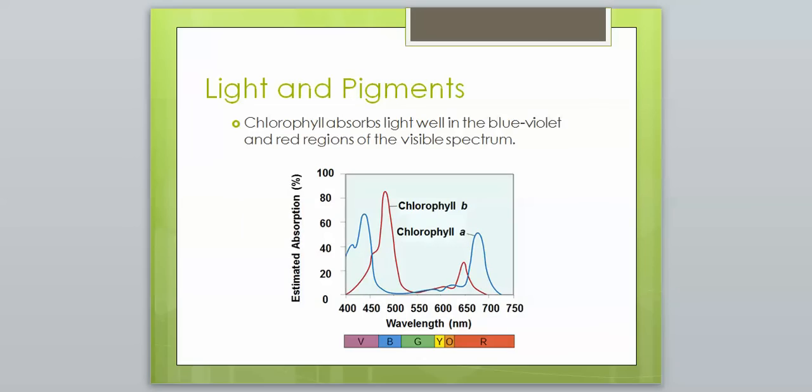And chlorophyll absorbs light well in the blue, violet, and red regions of the visible spectrum. This color spectrum down here represents the different types of light that we have. Light moves at different wavelengths, and they pick up different colors. So chlorophyll will absorb the violet and the blue on the left, and the red and the orange on the right. That's where they absorb light the best.